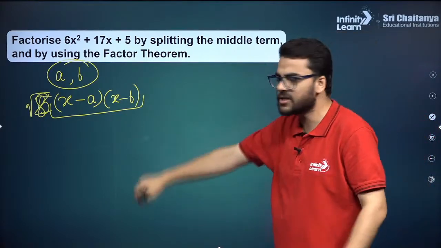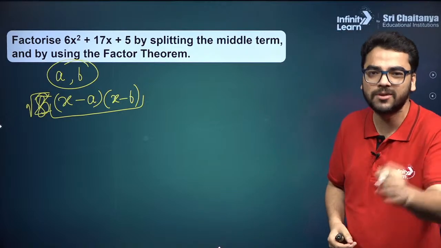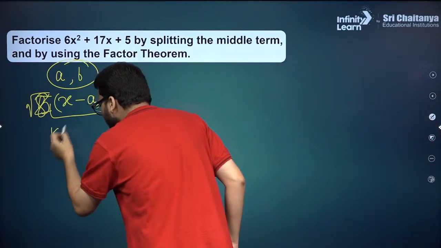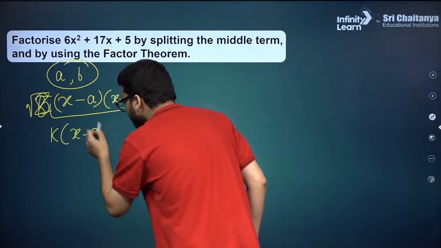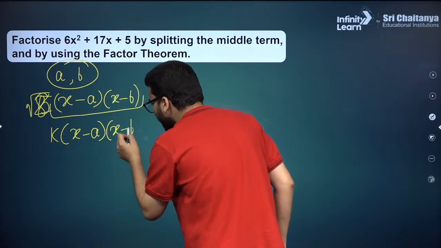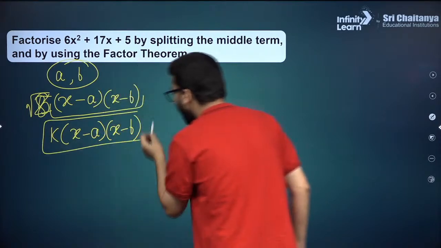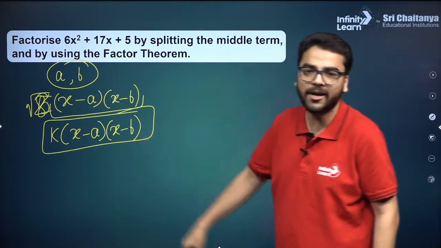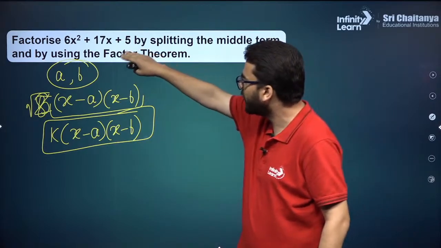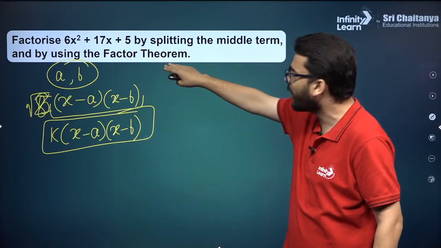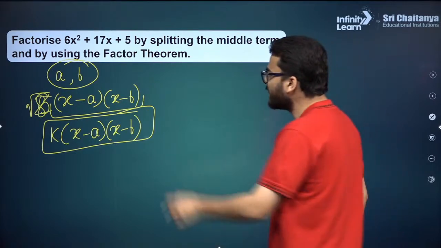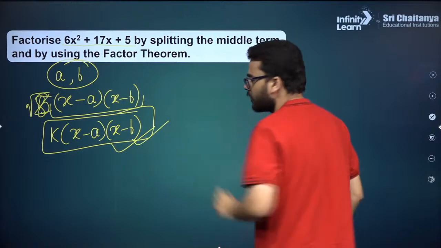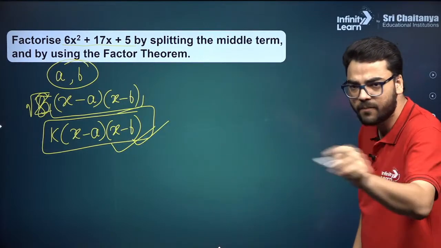So infinite such polynomials are possible whose zeros are a and b. So what does it mean? That I can take a non-zero value k over here, right? Any non-zero real number k can be there. So k can vary, right? So infinite such polynomials are there whose zeros are a and b. So I have to factorize this by factor theorem. So basically I have to write this thing in the form of this or not. You understand it very properly, it's a very important thing.